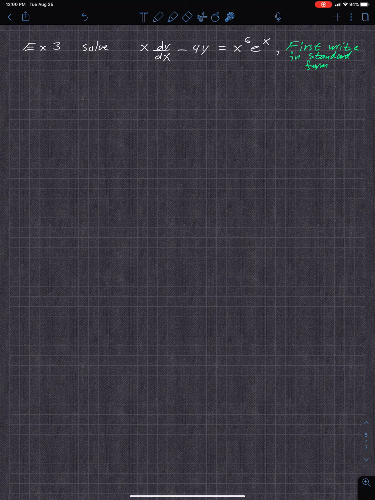Okay, so to get standard form, divide both sides by x. And so we have dy/dx minus 4y over x equal to x to the 5th e to the x.